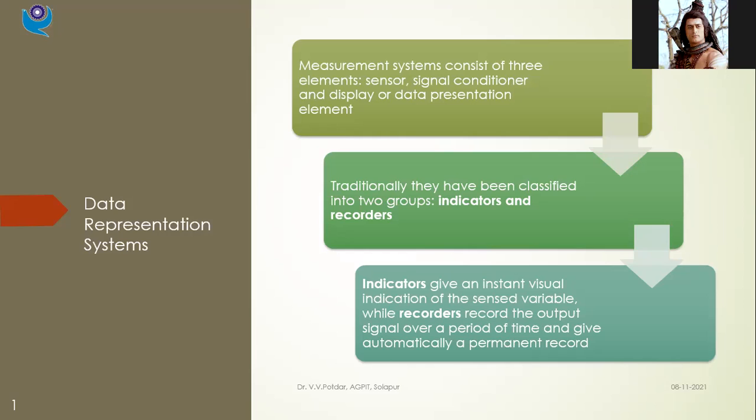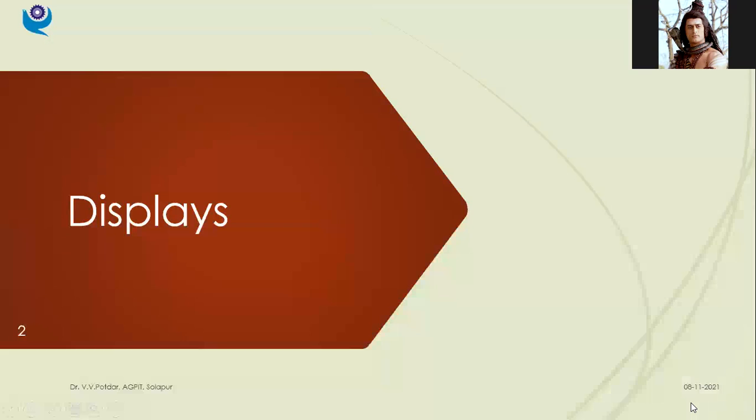First, the sensor transducer, then the signal conditioner, and then the display or data presentation element. Traditionally, they have been classified into two groups. These are the indicators and recorders. Indicators give an instant visual indication of the sensed or transduced variable, while the recorders record the output signal over a period of time and give automatically a permanent record of the recorded data.